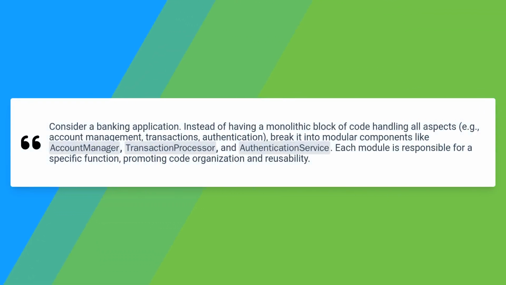Instead of cramming everything into one massive block of code that tries to handle account management, transactions, and authentication all at once, why not break it down into smaller, manageable parts? You could have an account manager that takes care of everything related to accounts, a transaction processor to handle the nitty-gritty of transactions, and an authentication service to manage logins and security. This way, each module focuses on its own specific task, making your code more organized and much easier to reuse down the line.